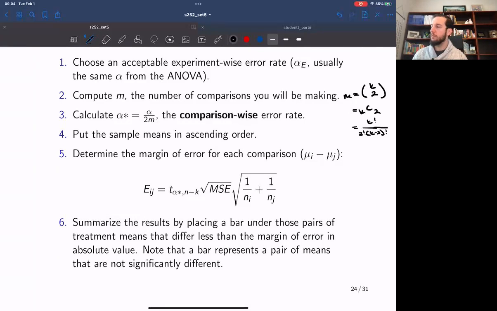Okay, so you compute the number of comparisons you're going to make. Then you compute what we call alpha star. Alpha star is the same thing as alpha I. Okay, so alpha star is equal to alpha I, and the alpha is the alpha E. Okay, so we can say, basically, when we're using a Bonferroni, we're just saying alpha I is alpha E over 2m.